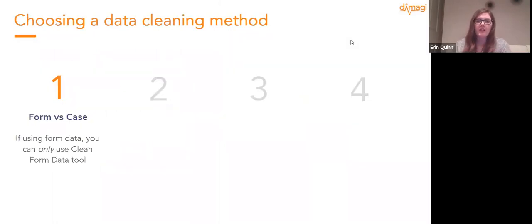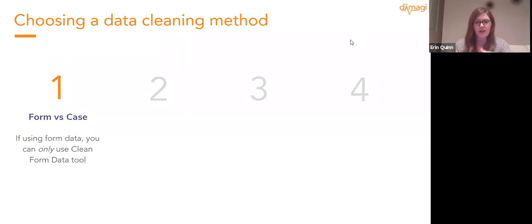So when you're thinking about choosing a data cleaning method, given all those 4 ways that I just talked about, here are the different considerations that you're going to want to think about. The first one is, are you using form or case data? Which one are you trying to clean? If it's form data, you really only have one option, and it's that clean form data tool. Now, if you're using case data, that's when you start to have a bunch of other options. So that's the very first thing that you need to think about.